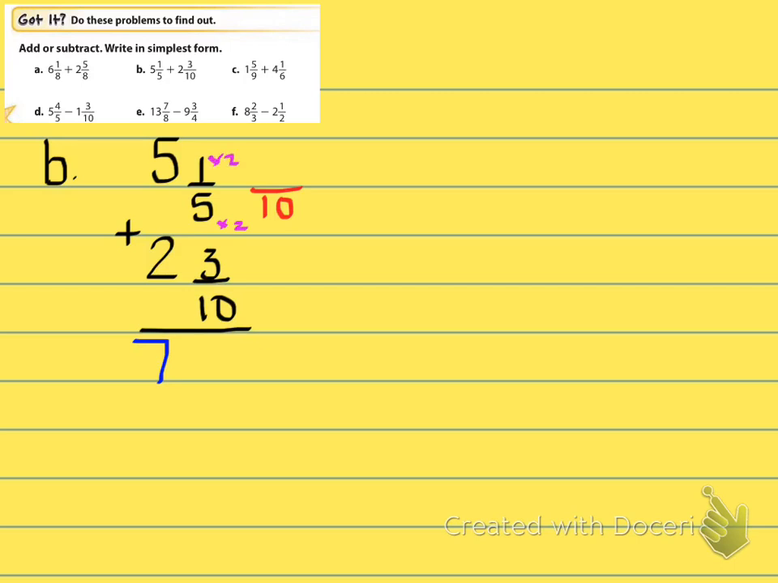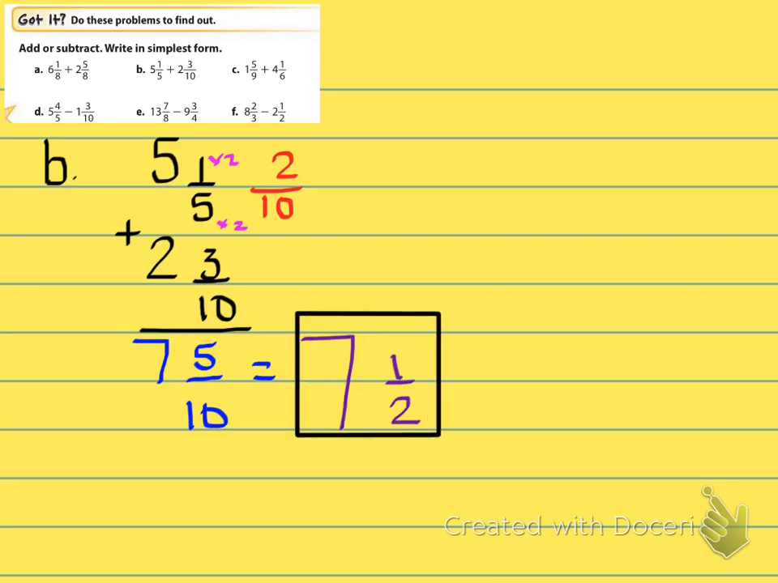1 times 2 is 2. So now this will be 2/10. 2/10 plus 3/10 gives me 5/10. So I'm going to write 7 rather, and 5/10. But now, of course, just like before, we need to go ahead and simplify that. So that's going to be 7 and 1/2 because you're going to divide them both by 5. And don't forget to put a box around your answer.